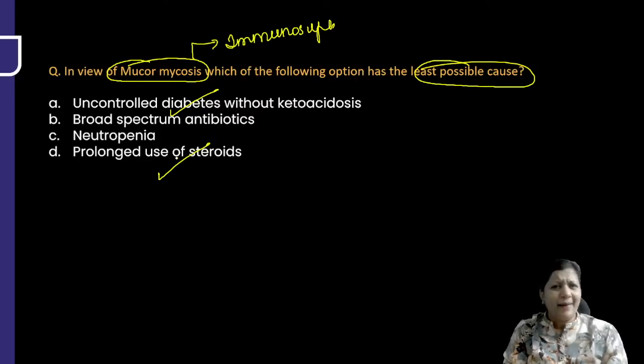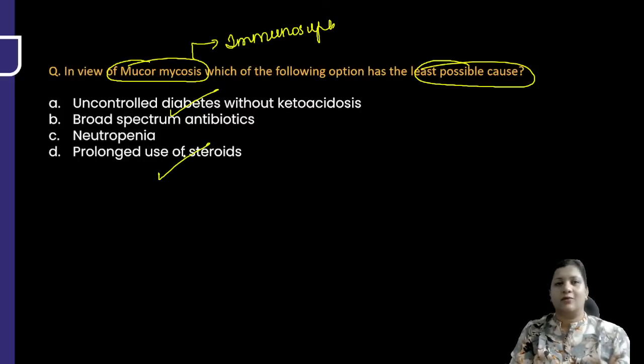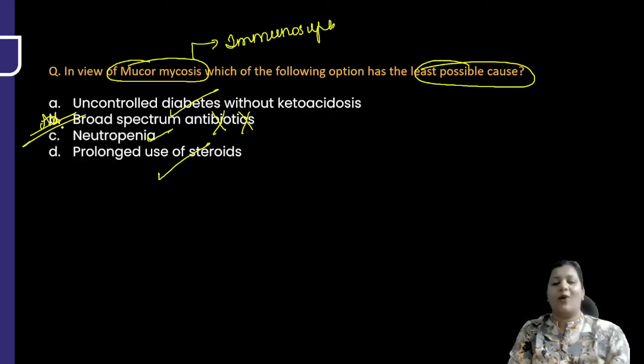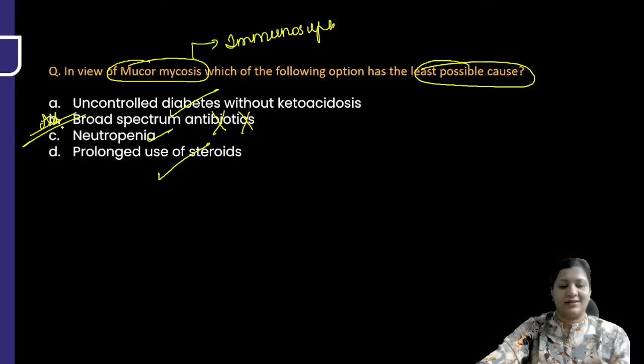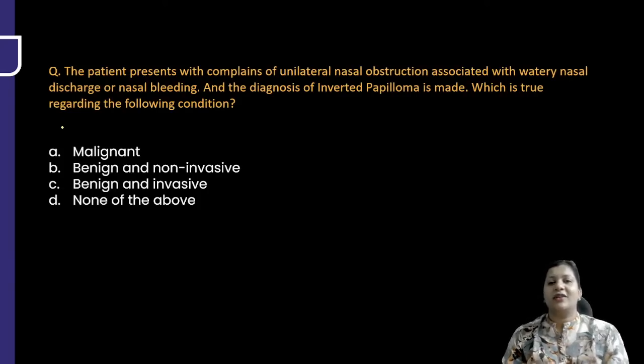But does an antibiotic cause immunosuppression? No. But neutropenia, is it going to promote infections or allow early infections? Yes. So all three are risk factors, but antibiotics are the least possible cause. So the answer is going to be broad spectrum antibiotics. Very, very good. Now the next question.